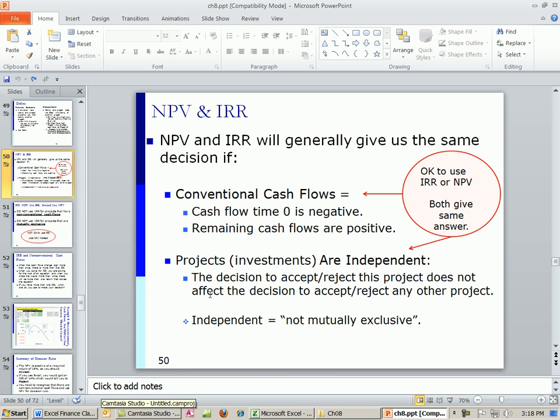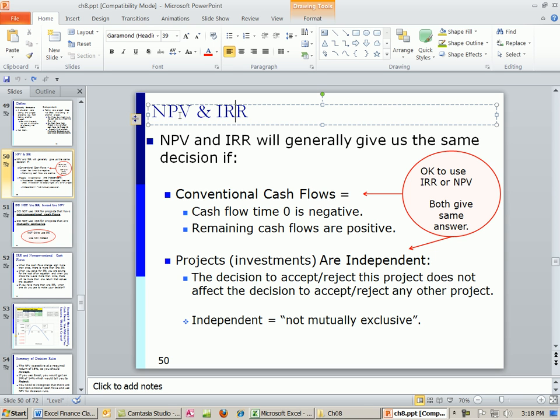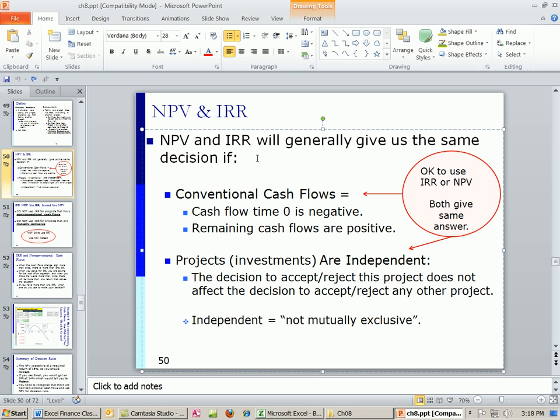Hey, we want to talk about IRR and NPV. These are models we're using to decide whether to purchase an asset or not based on discounted cash flows. And in the last video, we talked about IRR, but now we need to talk about two problems. One problem in this video and the other problem in the next video. But net present value and IRR will generally give us the same decision.